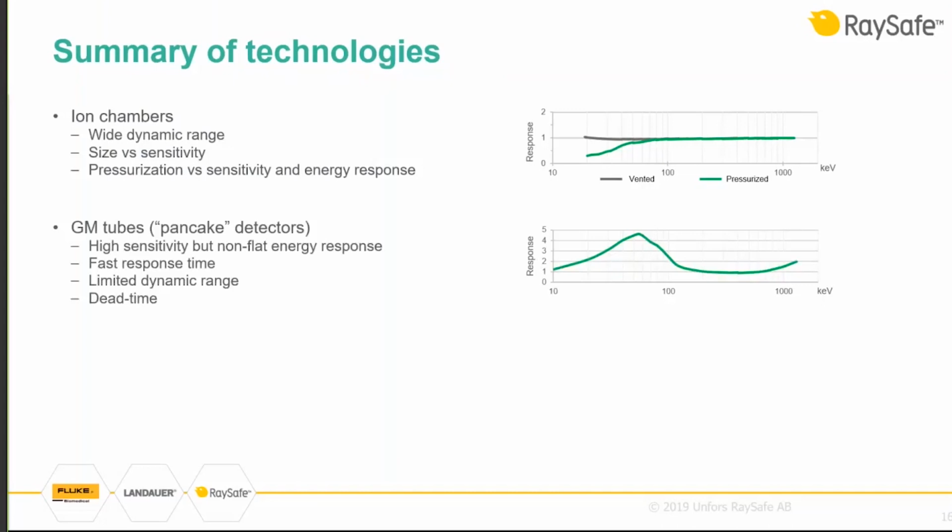GM tubes typically have a high sensitivity, but a non-flat energy response, which needs correction to read correct values. They may be great for finding radiation. They have a limited dynamic range, but a fast response time, and we need to make dead time correction for the time right after a discharge when the tube is blind to radiation.